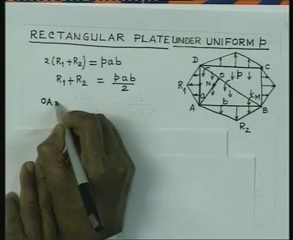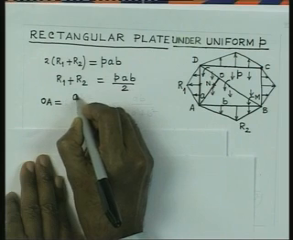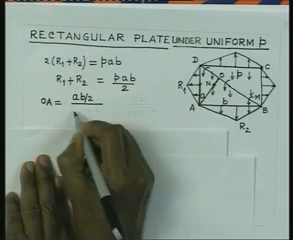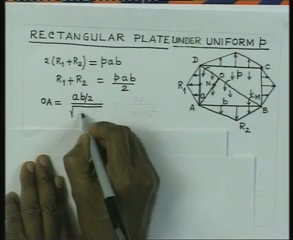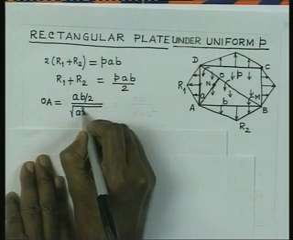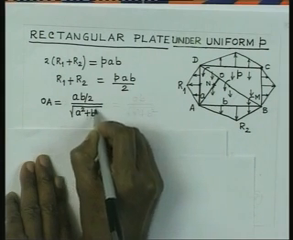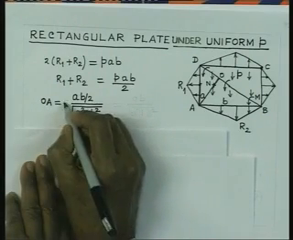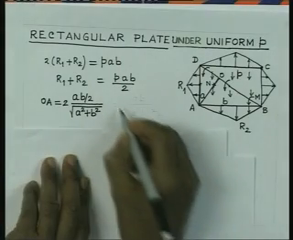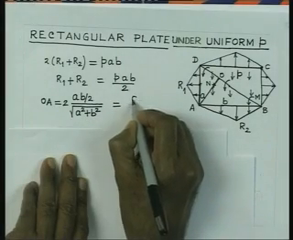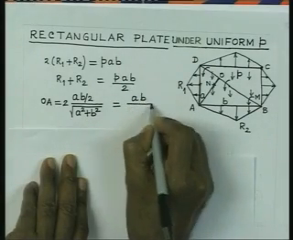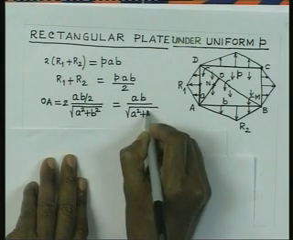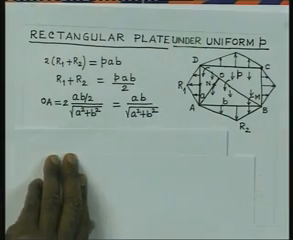So, OA is nothing but the area of the triangle divided by the length DB, which is square root of A square plus B square, and the half into that gives us 2 here. Therefore, this height OA is nothing but AB divided by square root of A square plus B square. So, that is the height.